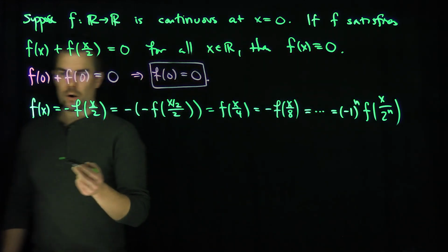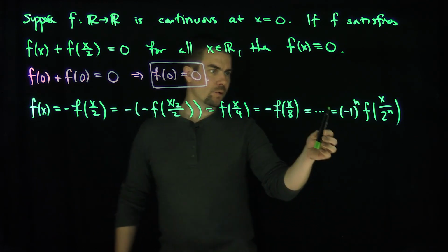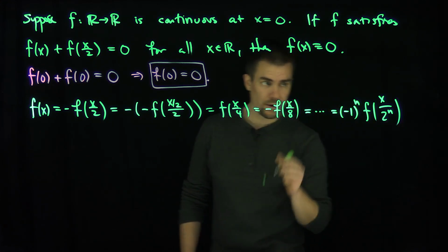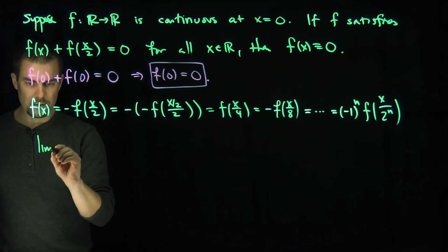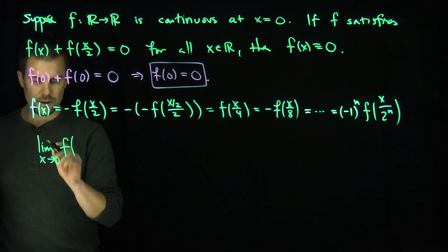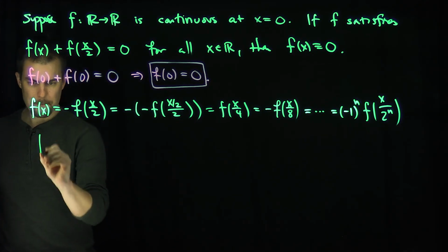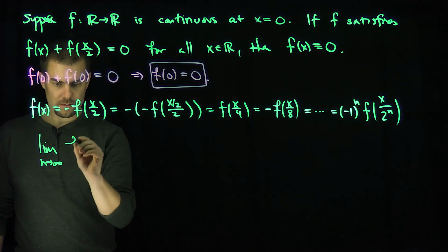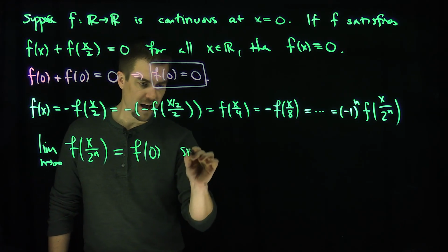And what can I say? So now what happens when I let n go to infinity in this formula is that this oscillates between negative 1 and 1, and this term is going to go to f of 0. So let's do the limit as n goes to infinity first. The limit as n goes to infinity of f of x over 2 to the n is equal to f of 0, since f is continuous at 0.